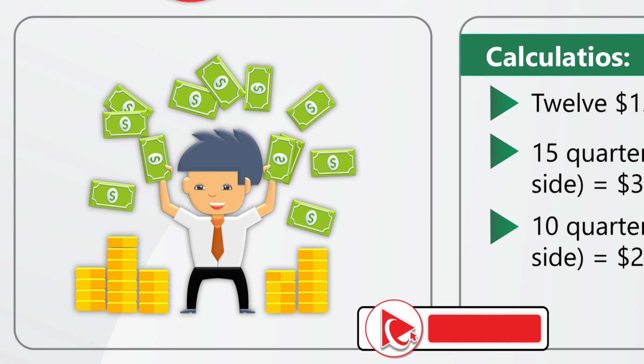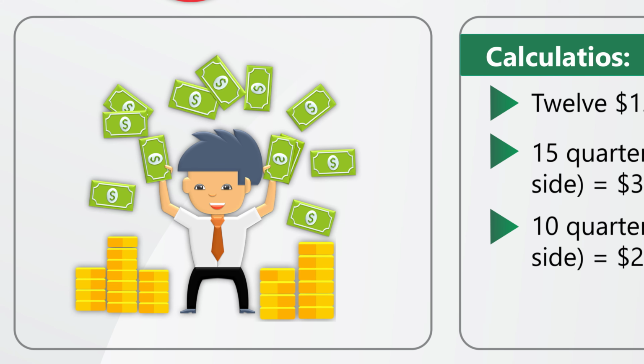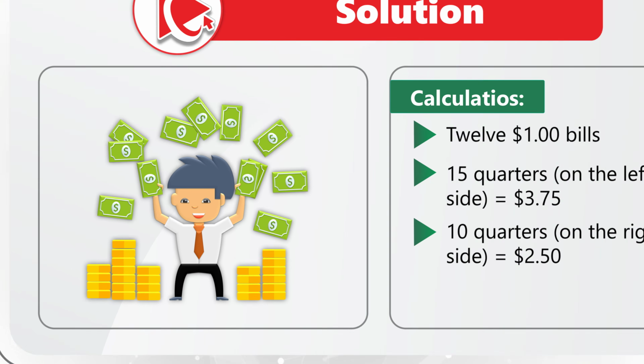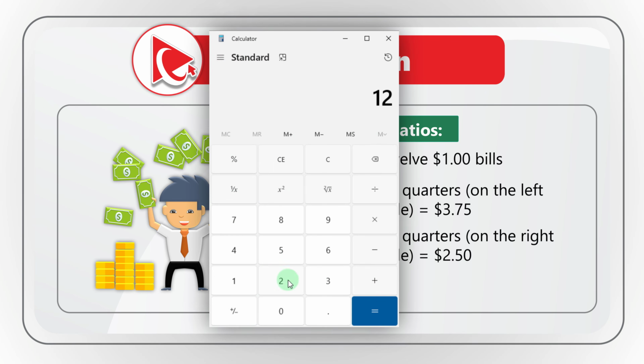And now let's do the same thing, but for the right side, which has 10 quarters. 1, 2, 3, 4, 5, 6, 7, 8, 9, and 10. And now we are ready to do the math. Obviously, 12 $1 bills is $12. 15 quarters is $3.75. 10 quarters is $2.50. $12 plus $2.50 plus $3.75 equals $18.25.